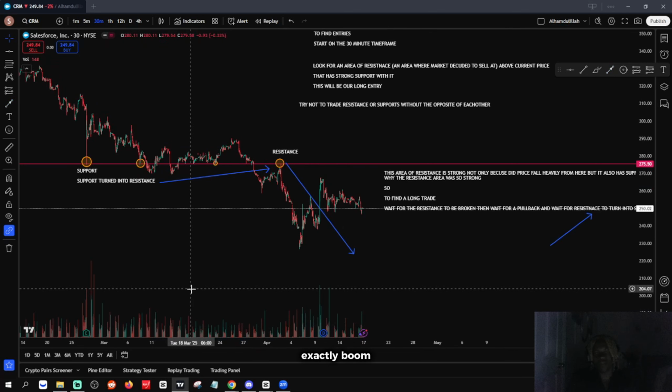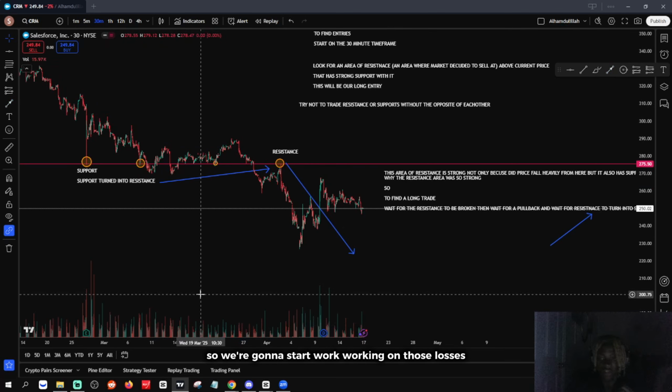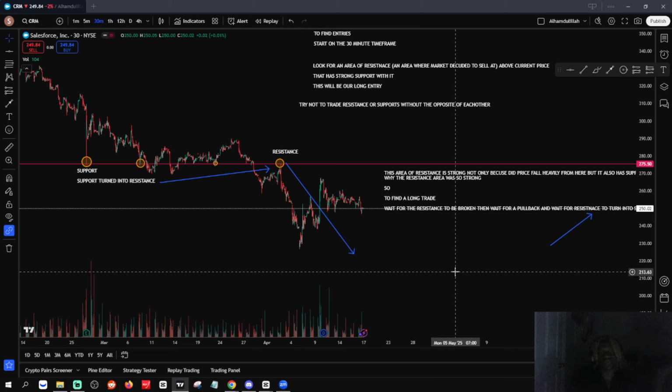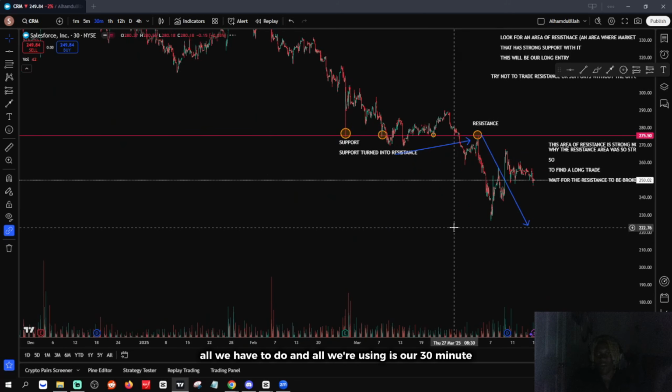Exactly. Boom. So we're going to start working on those losses. We're going to be taking fewer trades, and great risk management, fantastic risk management, because we're going to start flipping our account every single trade. We're just going to start taking break and retest and applying it to bigger trades now. All we're using is our 30-minute.